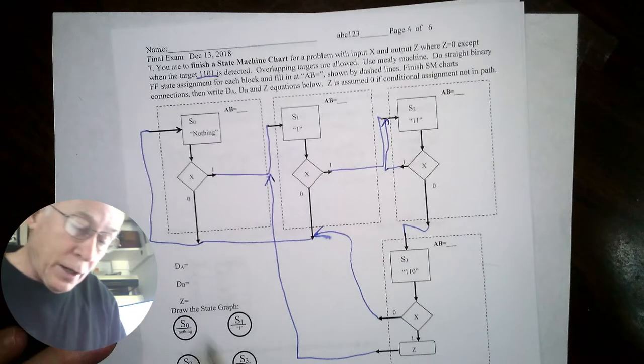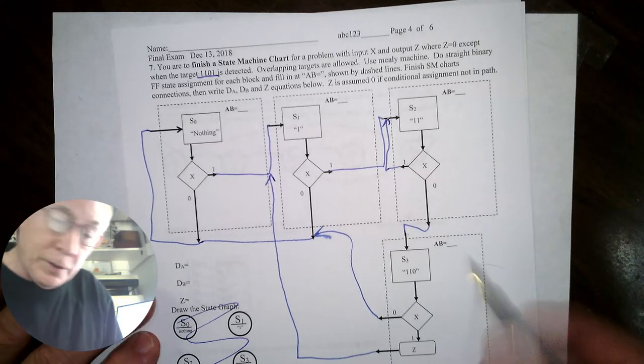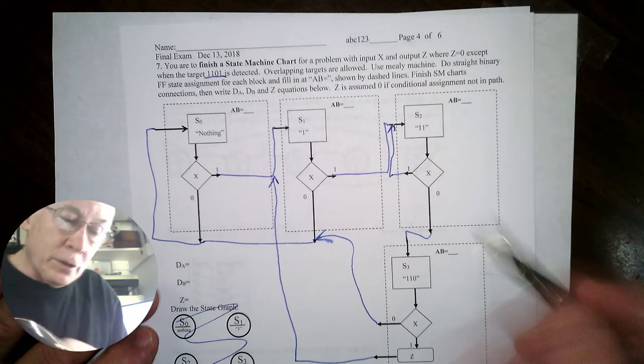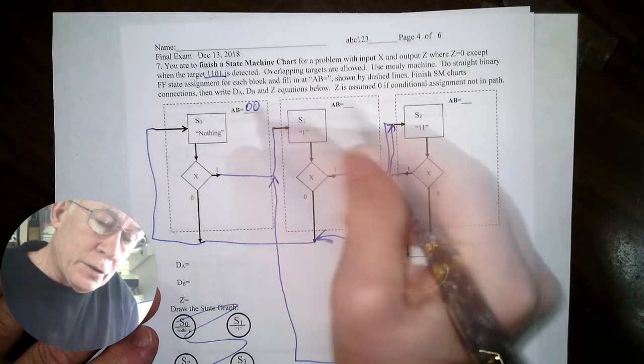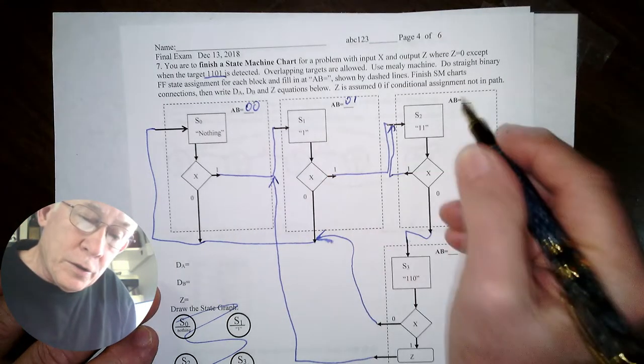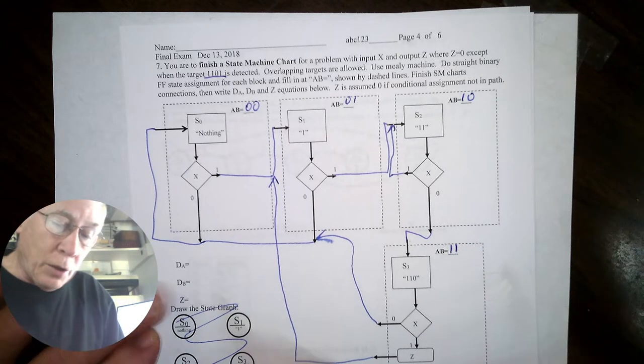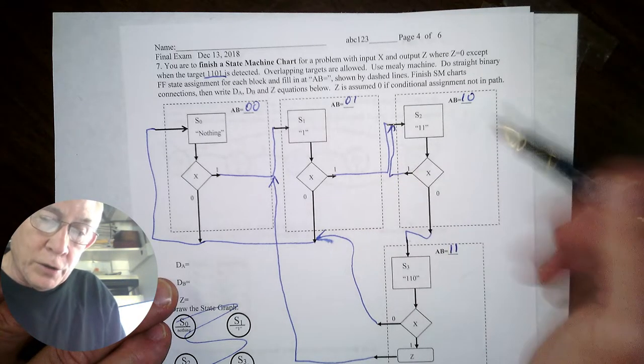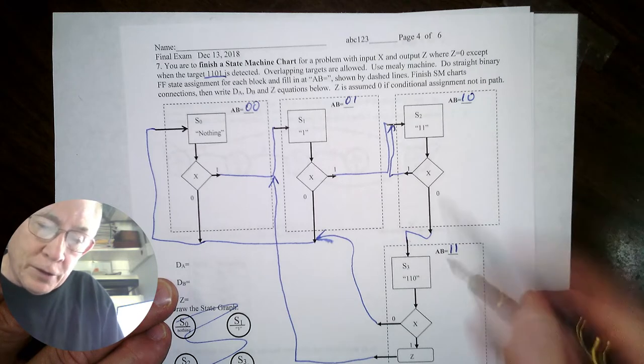We can draw a state graph. I'm not going to probably have you do that. Don't worry about that. All right, so let's do the coding. Straight binary, 00, 01, 10, and 11. We want to do the DA, all the paths in where A is 1. So I'd be here and here. One path into here from here.